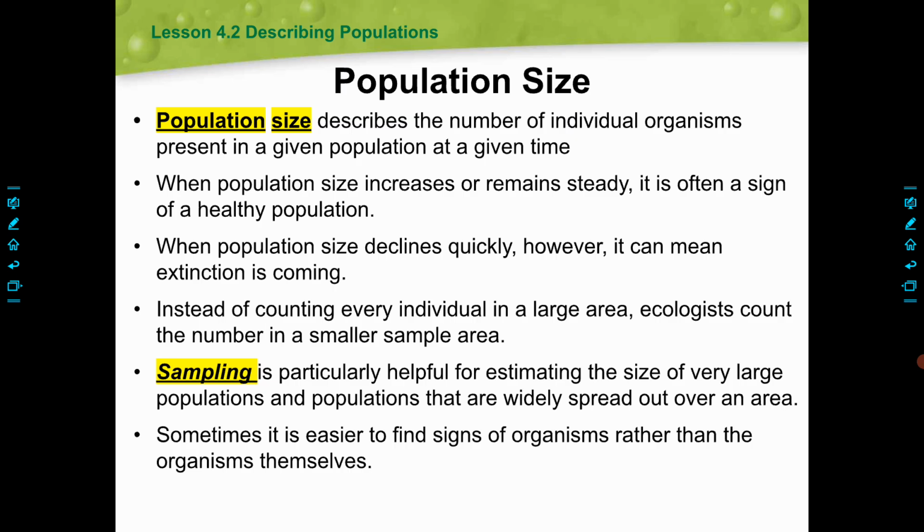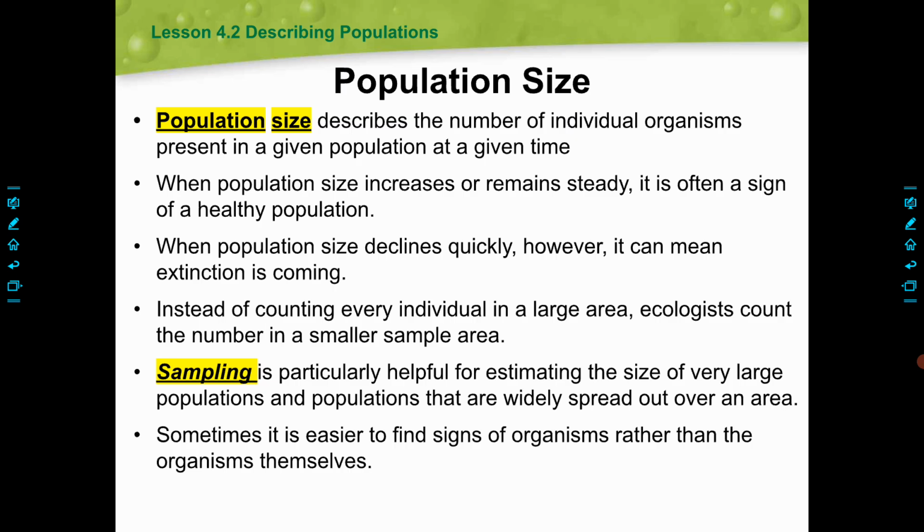Now, the other one I do want you to have on there is sampling. So make sure you write sampling. Sampling is how we tend to determine population size in nature. This is where essentially we take a small sample and then we extrapolate out to the big picture.